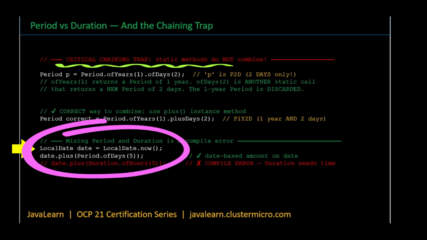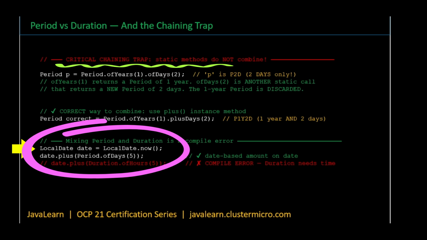Period is date based: years, months and days. LocalDate has date fields: year, month and day. So they are compatible. This compiles and runs correctly. The result is a new LocalDate 5 days from today. Notice we are not capturing the result here. In real code, you would write date = date.plus(Period.ofDays(5)), or use date.plusDays(5) directly.